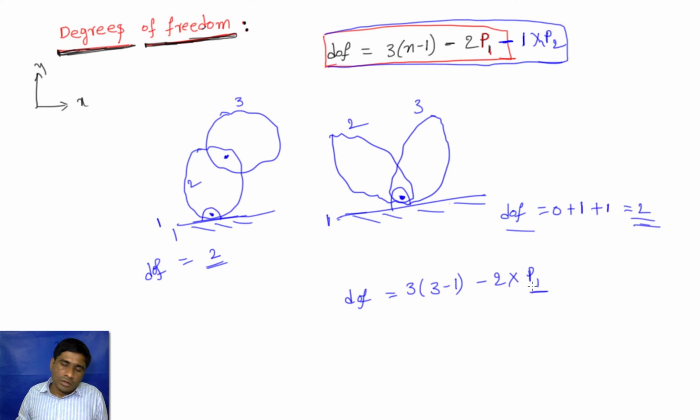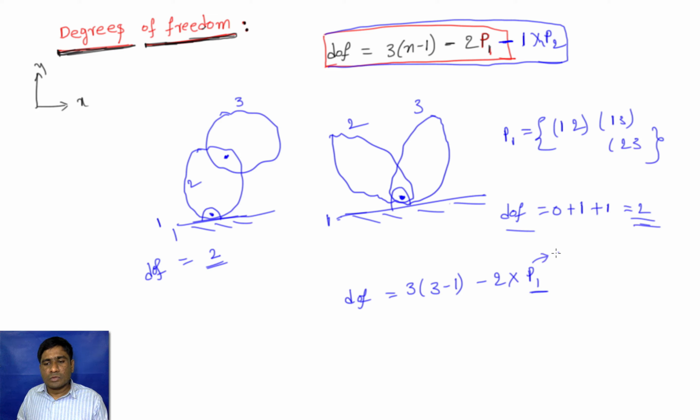So what is p1? p1 is the number of pairs having 1 degree of freedom. So here, what are the pairs? One may attempt to write pairs like this: 1 2, 1 3, and then 2 3. So how many pairs did we get here? 3. So that means p equal to 3. If you substitute this, how much is it? 6 minus 6. So then we get a degree of freedom of 0.